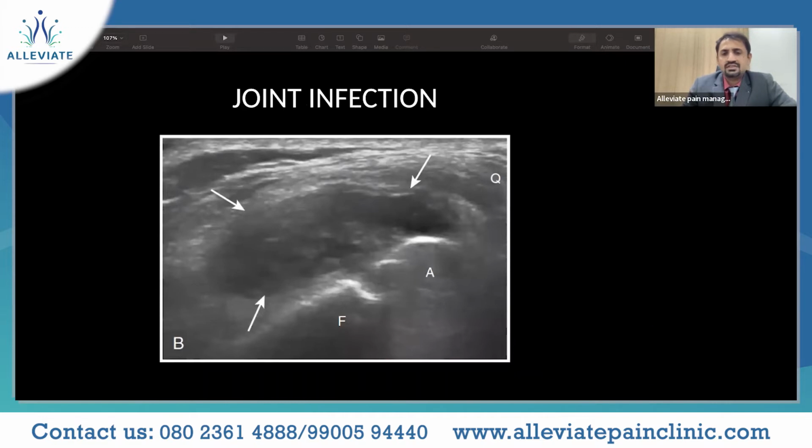Joint infection. This is a case of joint infection wherein this is post arthroplasty, that is after TKR. You can see the implant there. This is the femur, and this is pointing towards the space, the infected area, and you can see that through transmission will actually be increased in cases of infection.